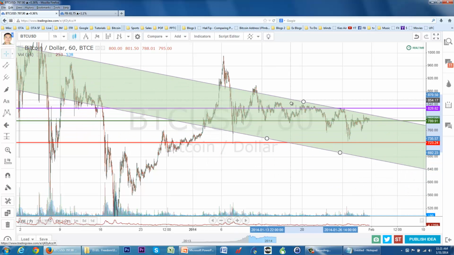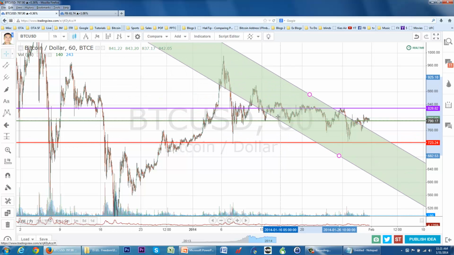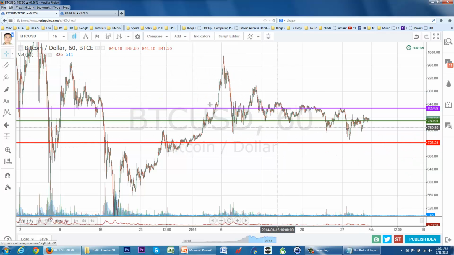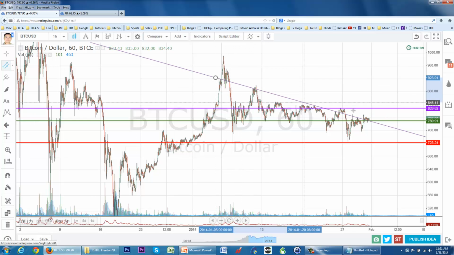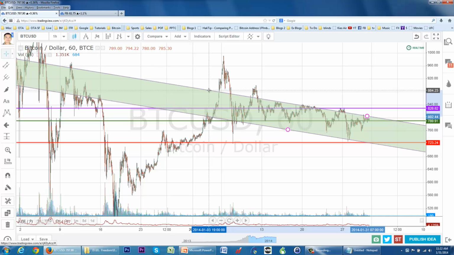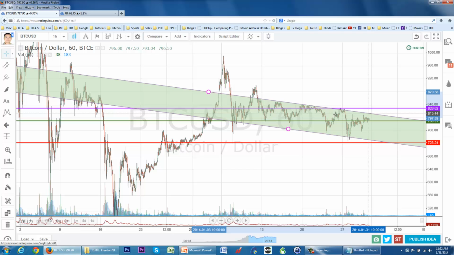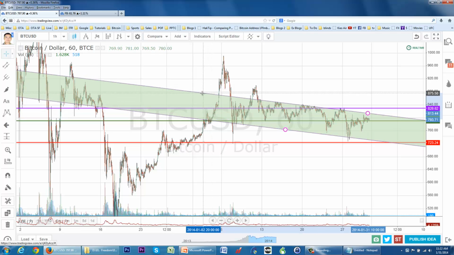I know a lot of people see this and they think that it's a downtrend, but let me just delete this and start all over. A lot of people see this and they see this as a downtrend. I do not see this as a downtrend at all. I see this as just a tilted sideways market. All right, so let me go ahead and draw that.